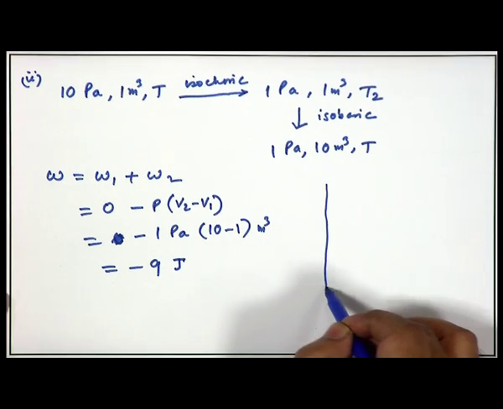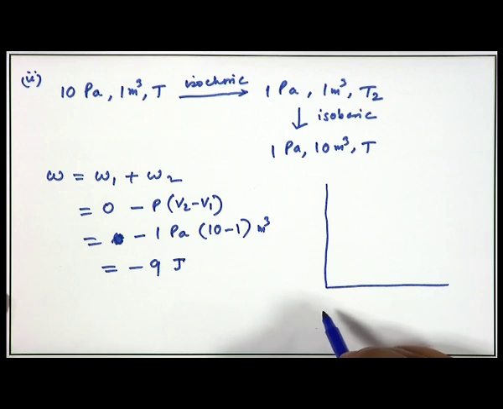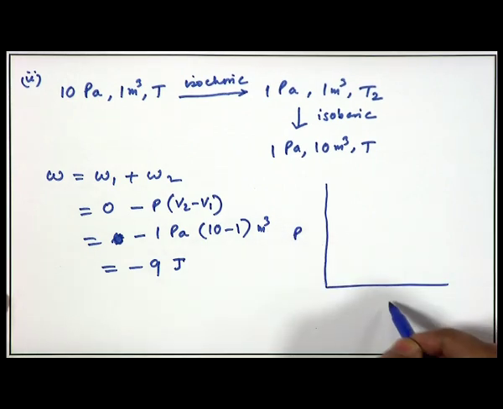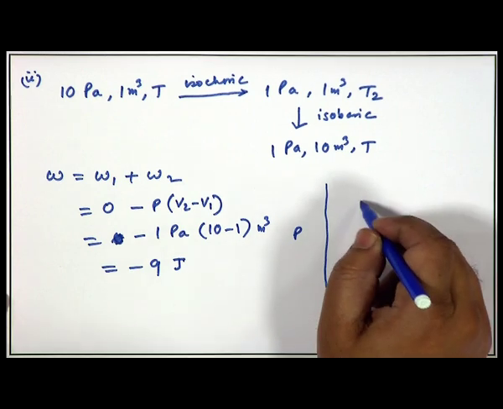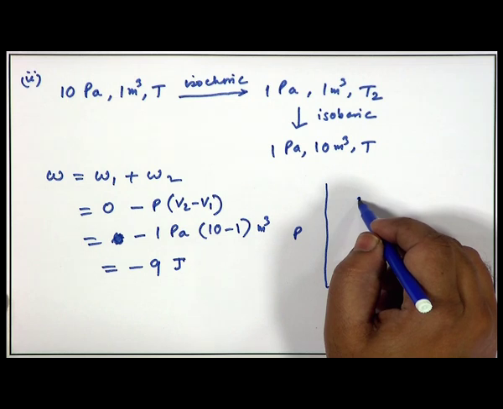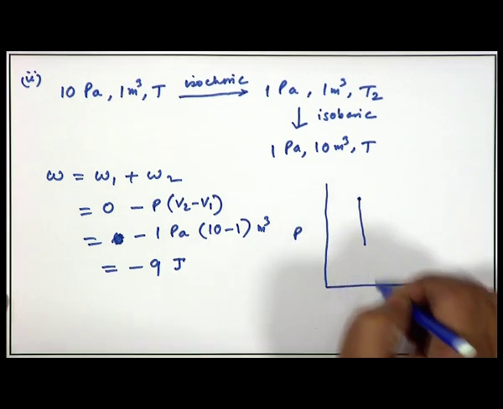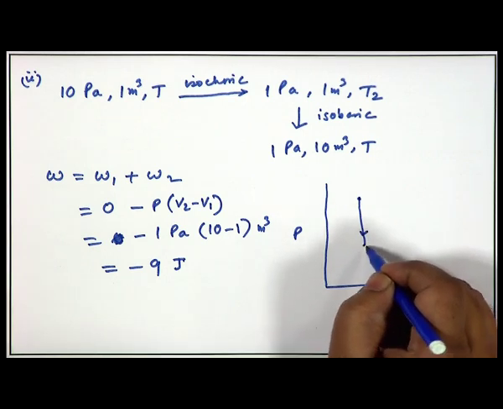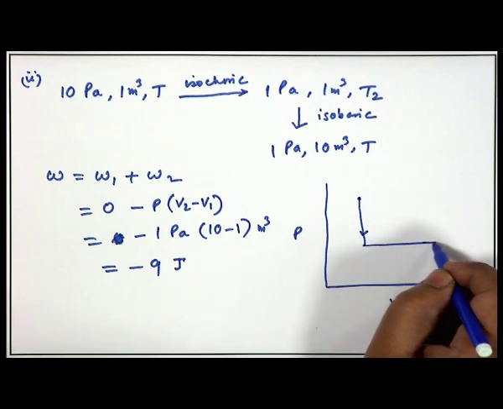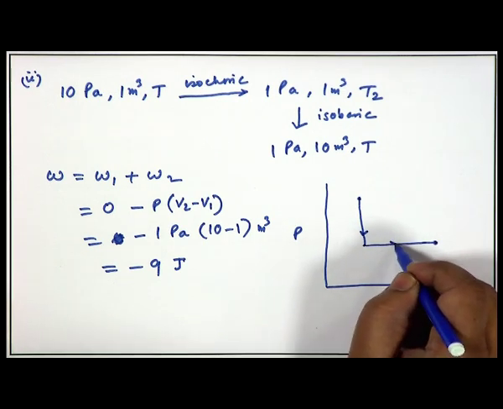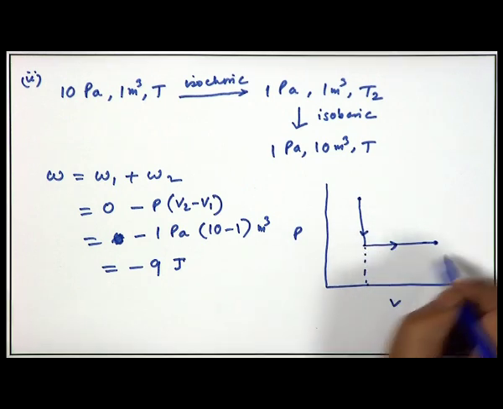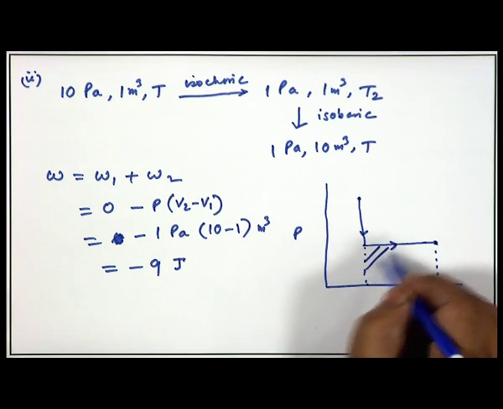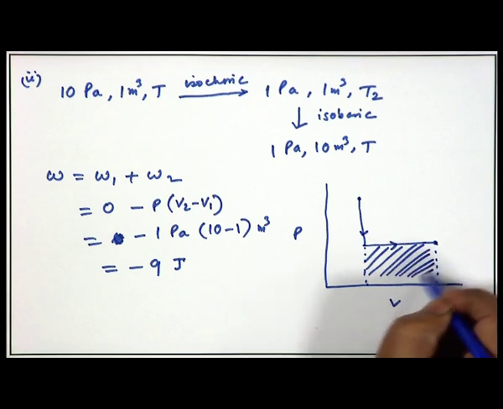Now, if I draw this on a P V scale, so this is your higher pressure to same volume, isochoric condition, you are getting to lower pressure, and then you are increasing the volume. So, this area would be your work.